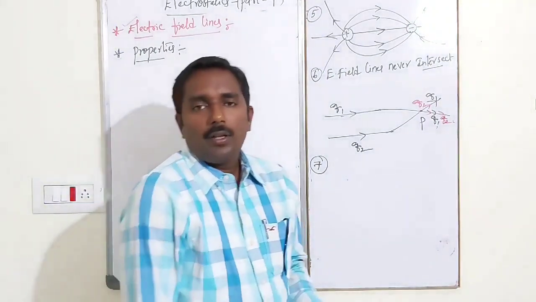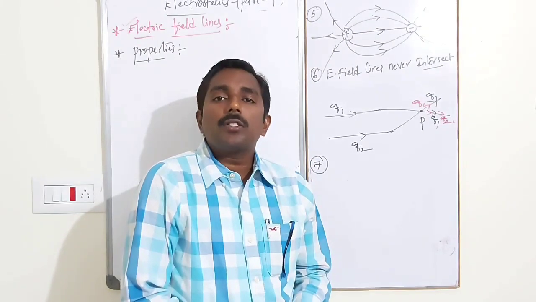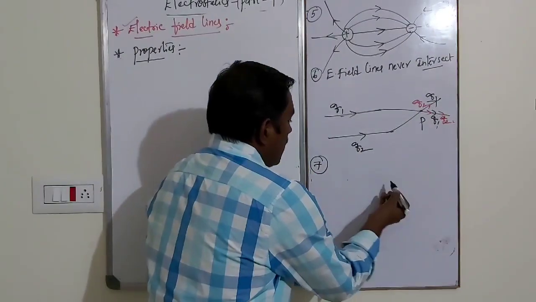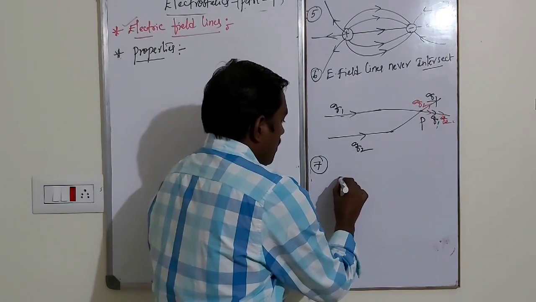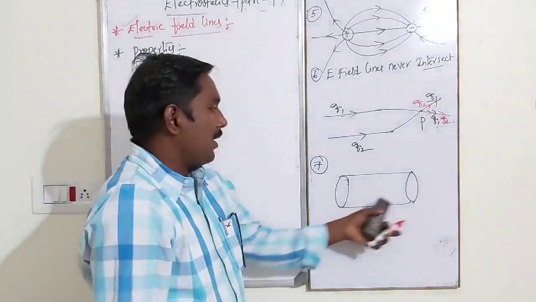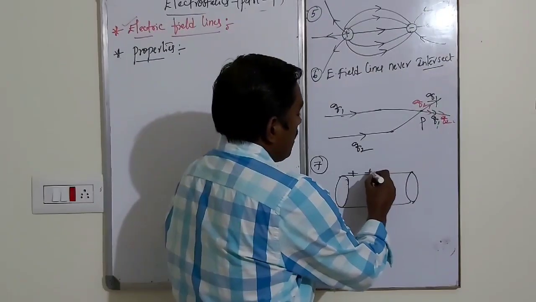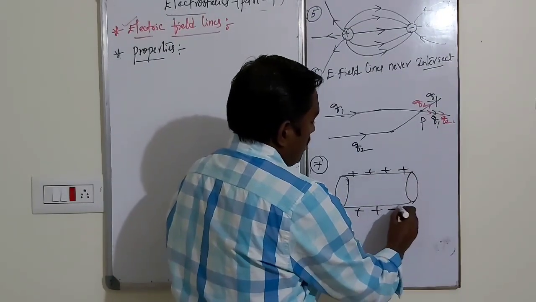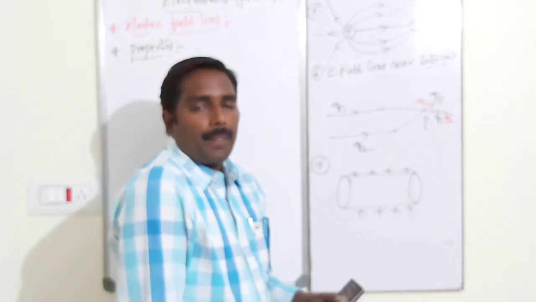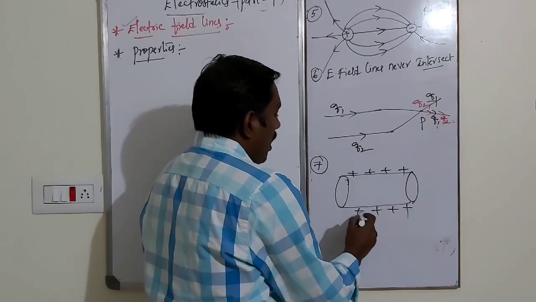Seventh one. Electric field lines are always normal to the charged conductor. See, let us consider a conductor. Suppose this is a cylindrical conductor. We already know that charges always accumulate on its surface like this. So in the case of charged conductors, electric field lines are always normal or perpendicular like this.